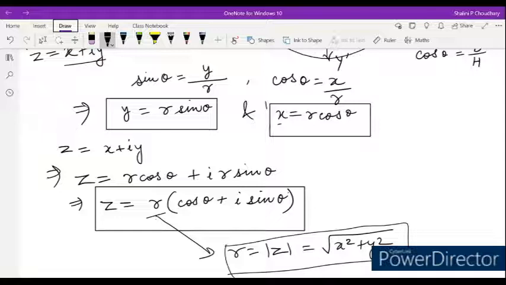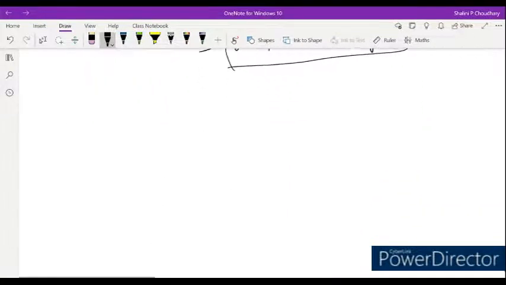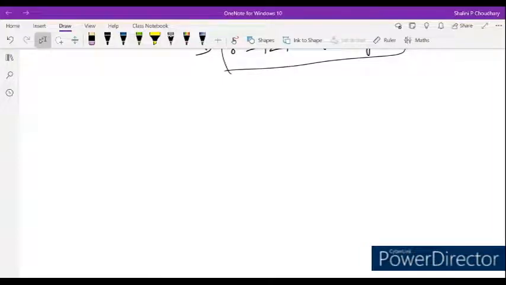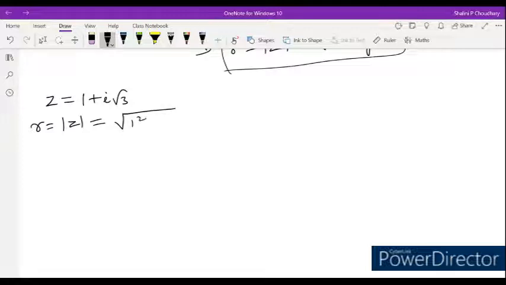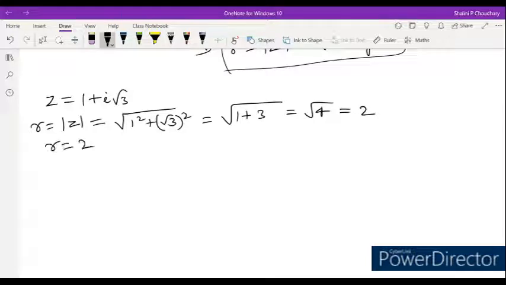Now we'll do sums based on this. Suppose the question is given z is equal to 1 plus i root 3, and we have to convert this complex number into polar form. First of all we need to find r, which is modulus of z, equal to the square root of 1 square plus root 3 square. So this is 1 plus 3, equal to 4. Square root of 4 is 2. So the value of r is 2.